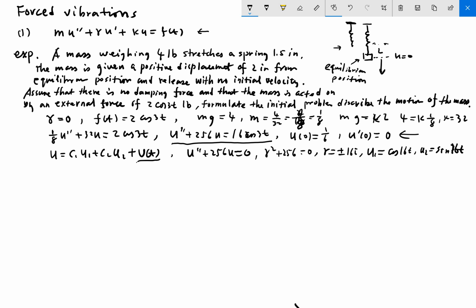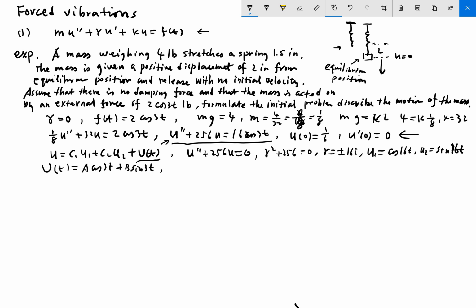So now let's find this specific solution by using the undetermined coefficient method. Now let's look at our equation. The right-hand side is cosine 3t. Therefore, the function we need to try is a cosine 3t plus b sine 3t. So we need to find a and b such that capital U sub t is the solution of this one.